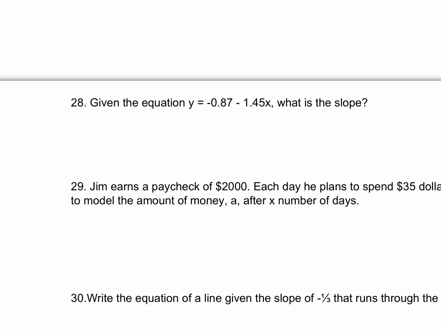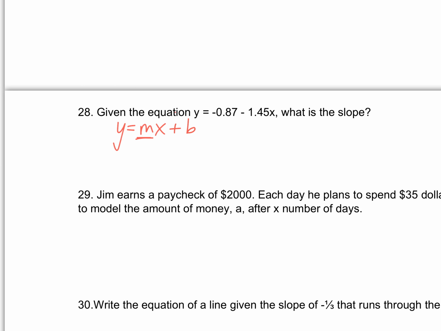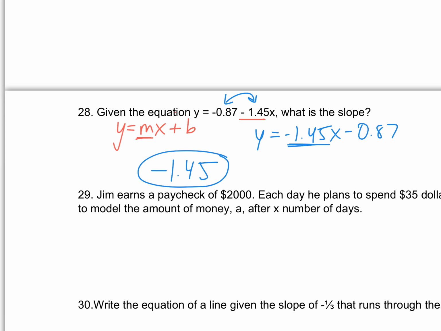Okay, looking at 28, given the equation, what is the slope? So again, remember y equals mx plus b. We know the slope falls with the number in front of the x. So right now, if I look at the number in front of the x, it's right here. It might be useful to shift this around a little bit. So maybe you want to change the order of these two and say negative 1.45x minus 0.87, and now it's in that spot. So negative 1.45, just the number, is the slope, negative 1.45.